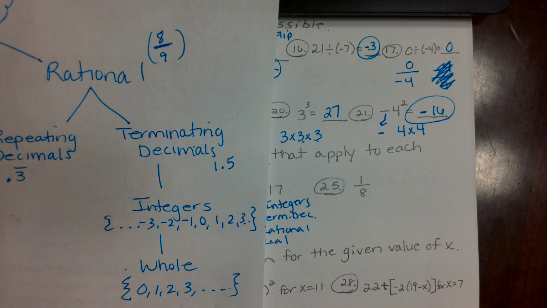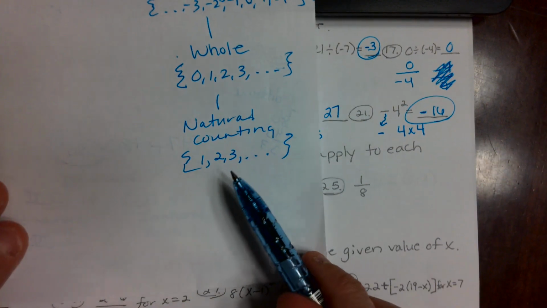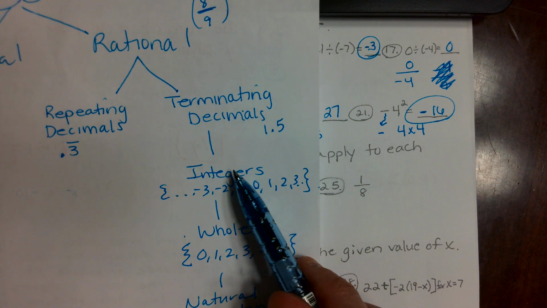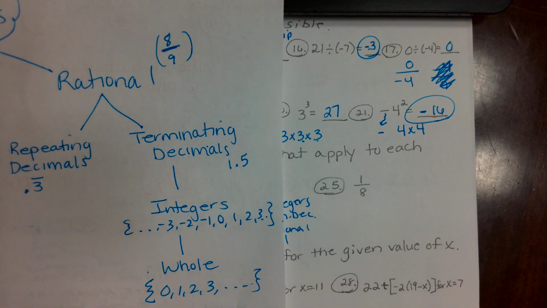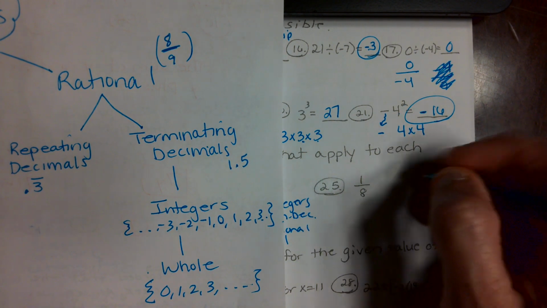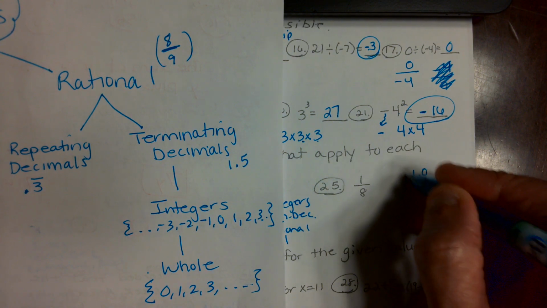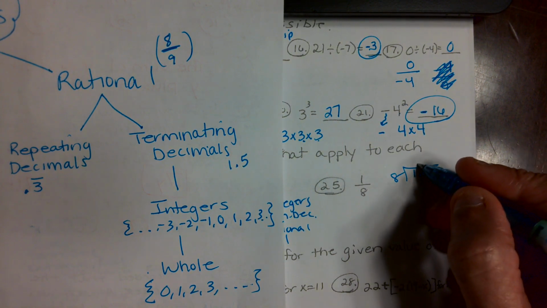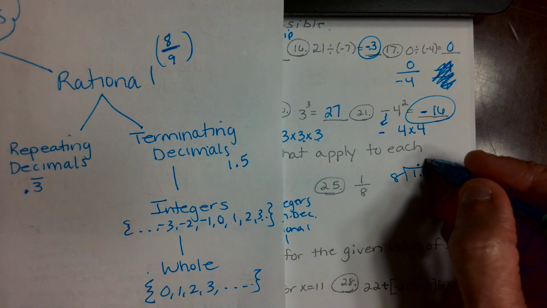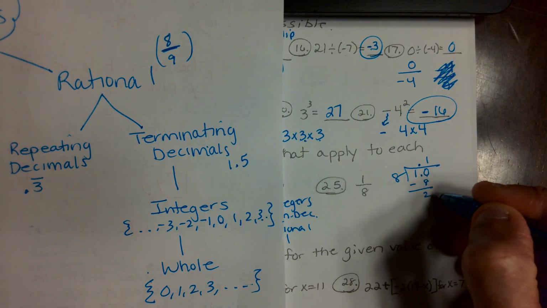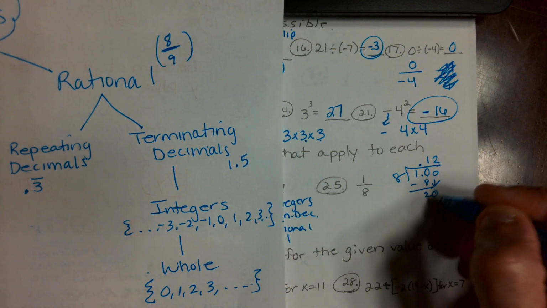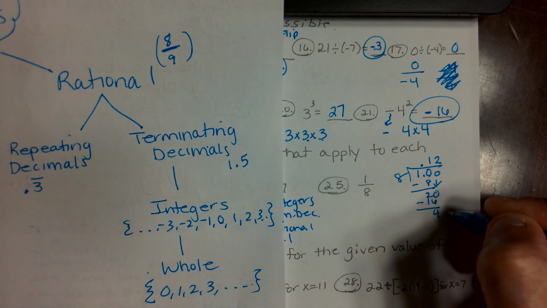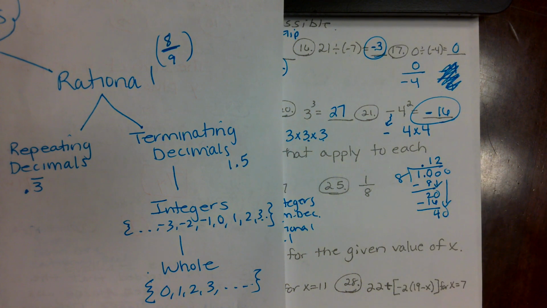1/8. Is 1/8 a counting number? No. Whole? No. Integer? No. Terminating decimal or repeating decimal? I don't know. Let's see. 1 divided by 8. Put your decimal in, add a 0. 1, subtract. 8 goes into 20, 2, 16. Bring down another 0. 8.